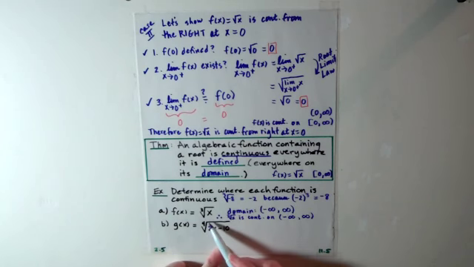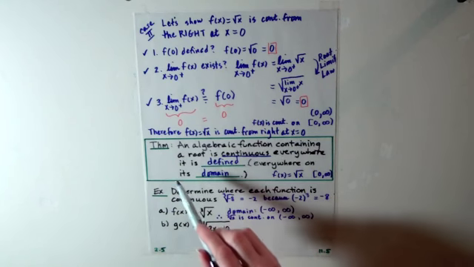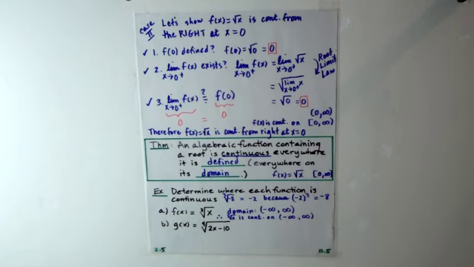We're doing the fourth root. Notice it is an even root of 2x minus 10. And I'm going to have you stop the video and try to think about how to apply this theorem to determine where this function is continuous. And after you've given it a try, start the video again and we'll go through it together.